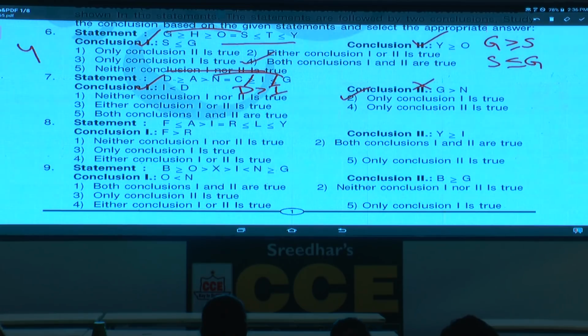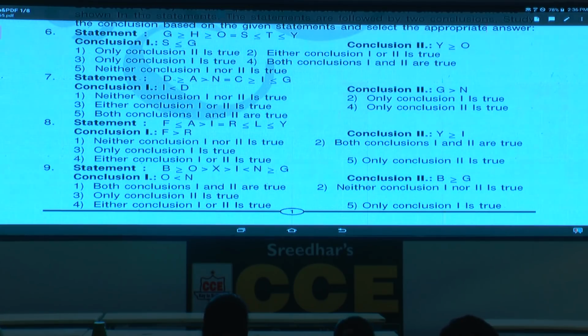Then coming to question number 8, the relation between F and R. Between F and R there is 1 lesser than and 1 greater than, hence no relation can be drawn. And the second one, Y and I. Between I and Y, I lesser than or equals to Y, which implies that Y greater than or equals to I, definitely true. Hence only conclusion 2, that is choice 5, 8th one.